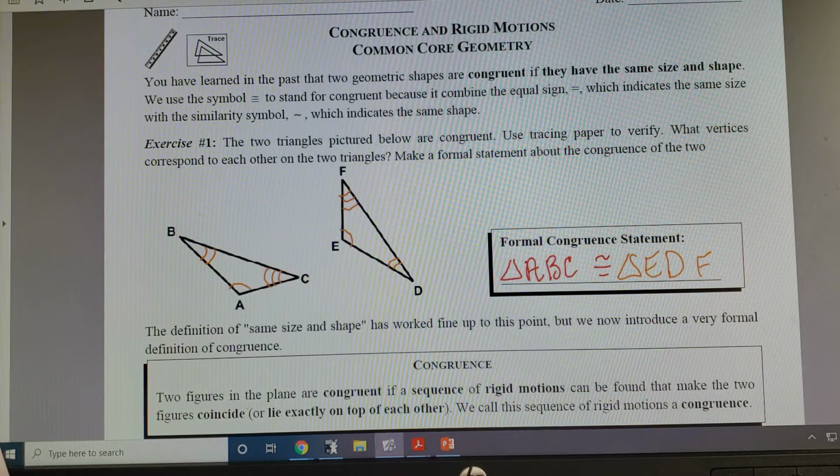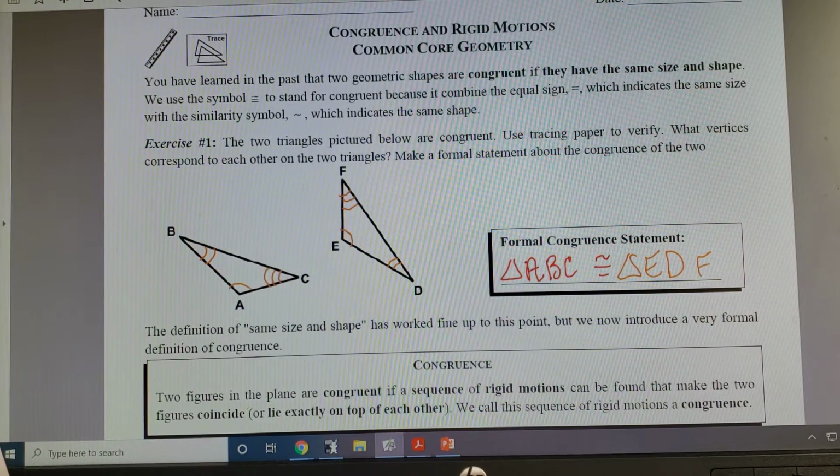You told me that A was congruent to E, so I have one arc for those. You told me that B was congruent to D, so I put two arcs for those. And then C was congruent to F, so I put three arcs for those. When you do those arc marks, it shows you by looking at the diagrams which angles are congruent. Also, when you write your congruency statement in this order, it tells you that A is equal to E, B is equal to D, C is equal to F. These are all going to be helpful clues when you start to do proofs.